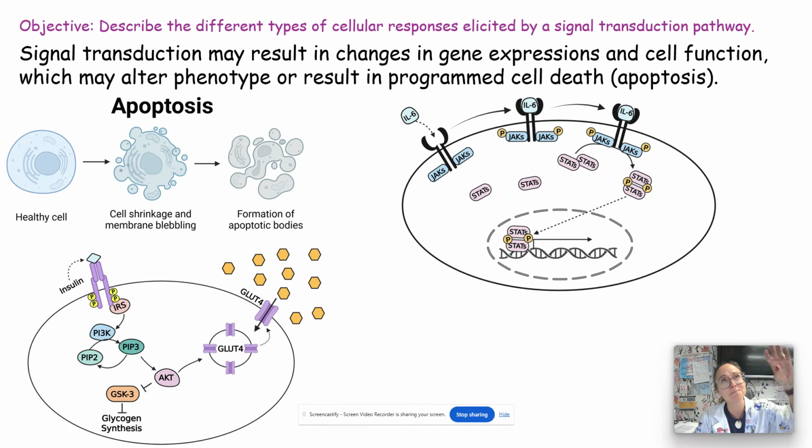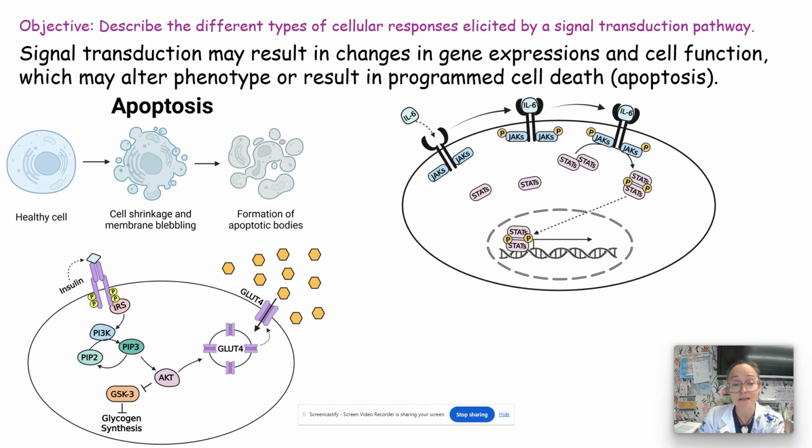Sometimes the final cell response is to phosphorylate and activate a transcription factor, and that would turn on gene expression. It could be changes in cell function, like we saw with insulin. That's going to put protein channels into the cell membrane to have facilitated diffusion occur and bring glucose into the cell. It may also result in programmed cell death or apoptosis.